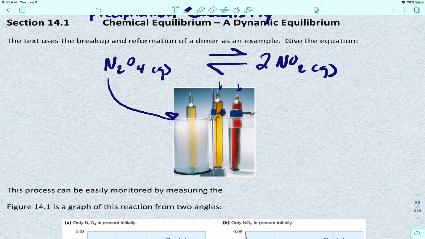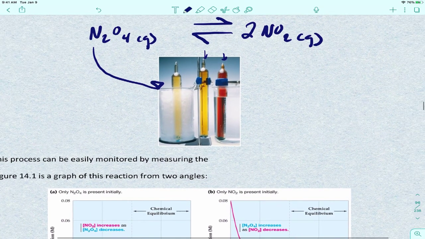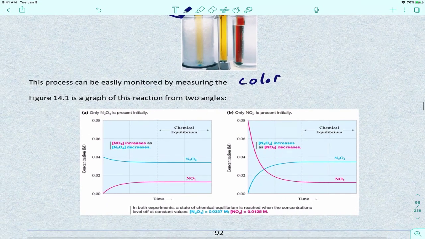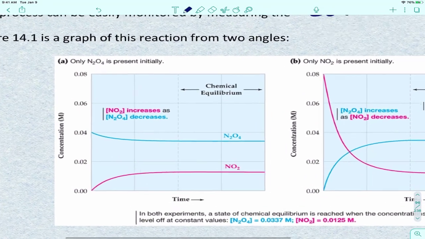So I'm going to put the fancy double-headed arrows with the single barbs. Now, this reaction is actually pretty cool because you can monitor the progress of this reaction by measuring the color. By looking at the color change, you can figure out where this reaction is. Is it leaning more towards reactants or more towards products? The darker red color means more product is being made. The lighter yellow color means it's more reactant-based. And so what we're doing now is taking a look at this graphically.